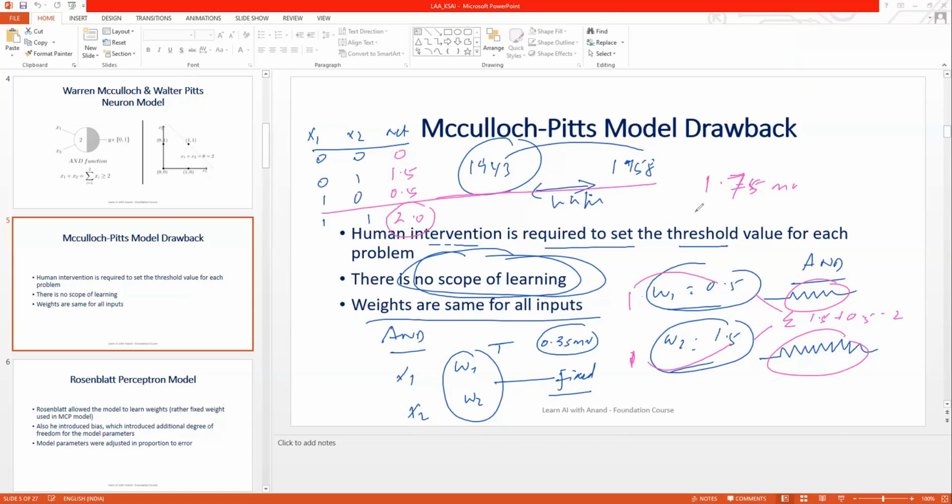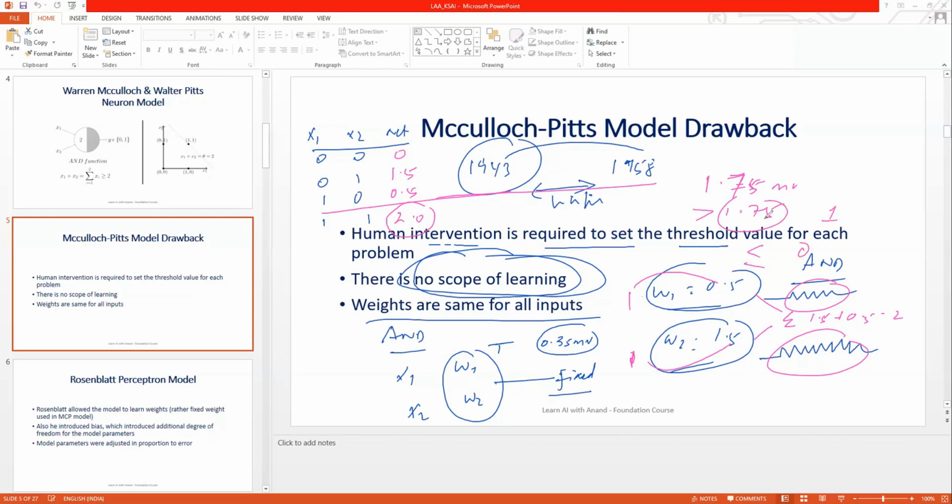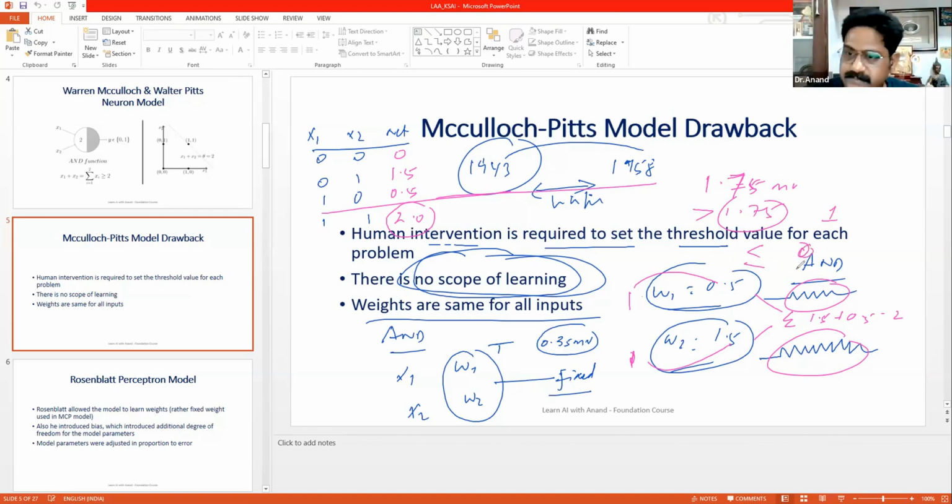So I can create a logic. If any value goes above 1.75, I'll consider it as 1. Less than or equal to this threshold, I'll treat it as 0. Even if it is equal to that value, I'm going to treat it like this. It has to cross 1.75 and above. So this is simple logic.